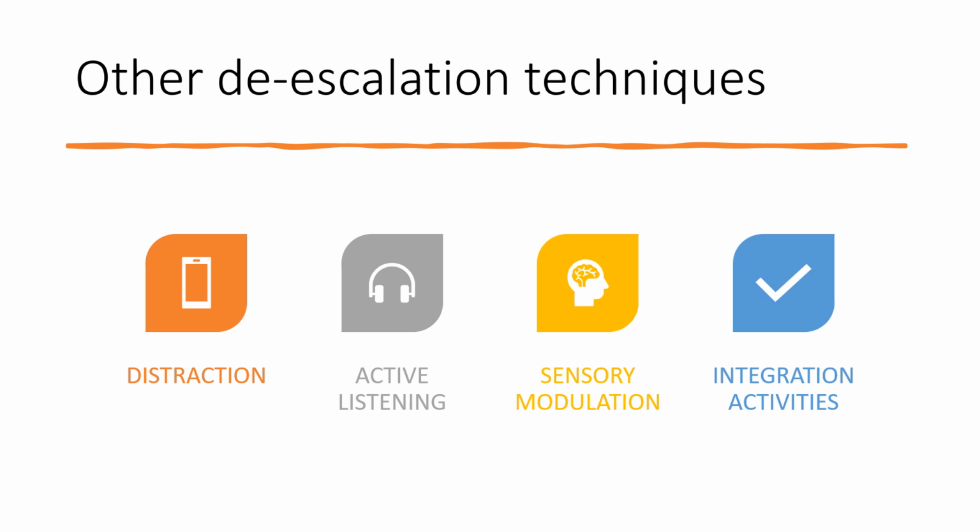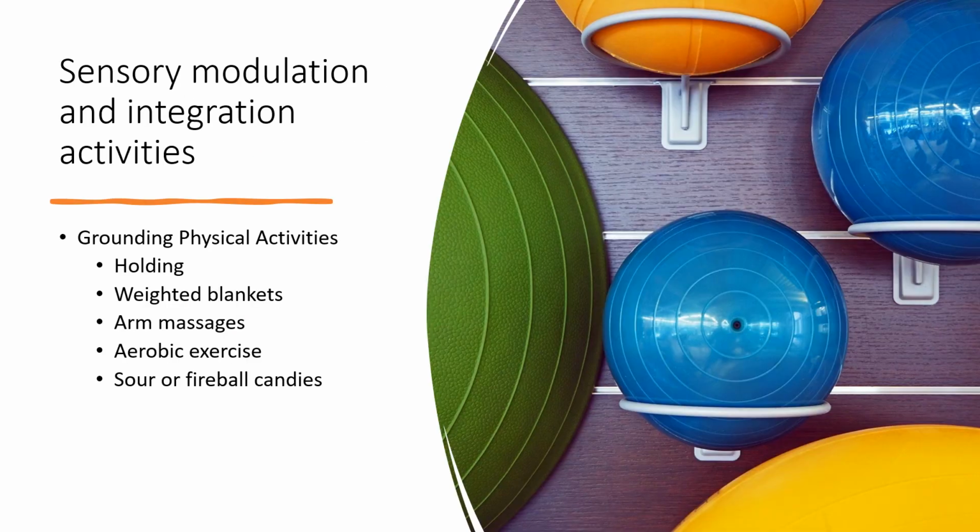Other de-escalation techniques include using distraction, active listening, sensory modulation, and integration activities. With sensory modulation and integration activities, we're using grounding physical activities like holding a weighted blanket, arm massages when appropriate and not overdoing it, aerobic exercises, or using sour and fireball candies.